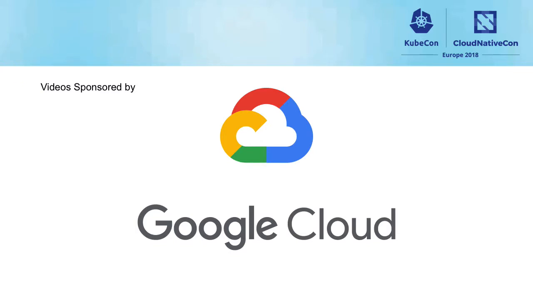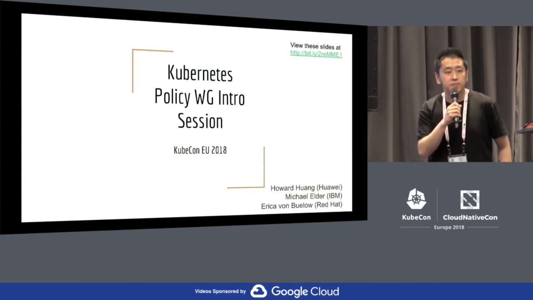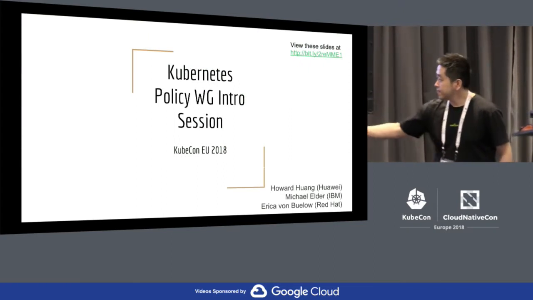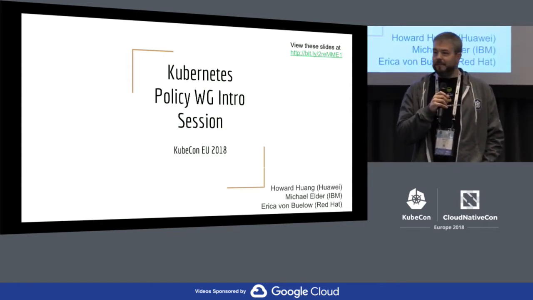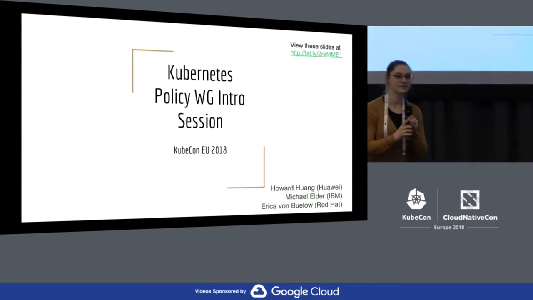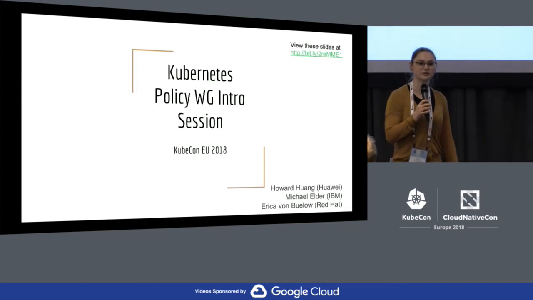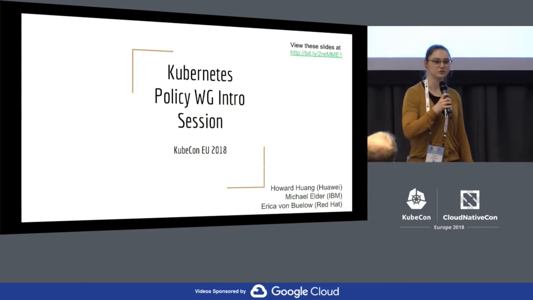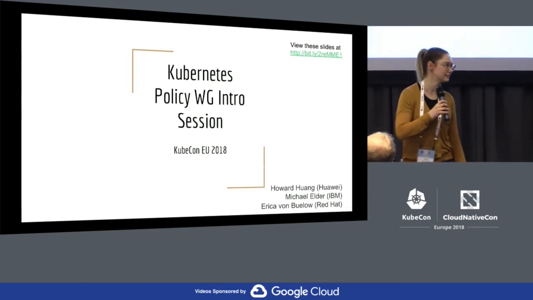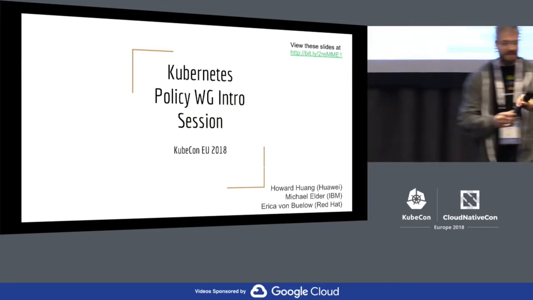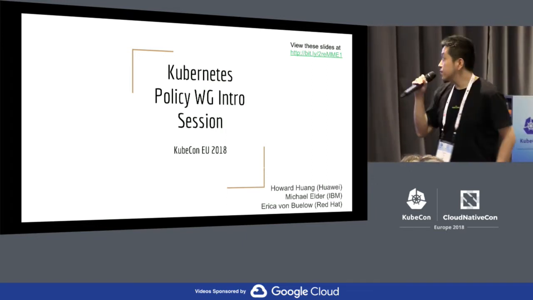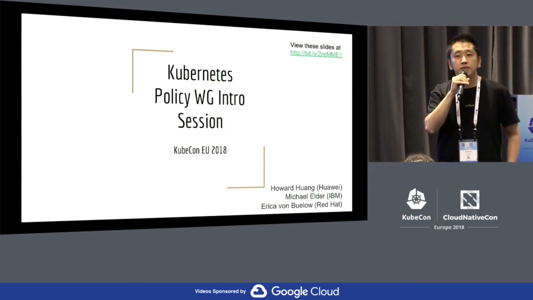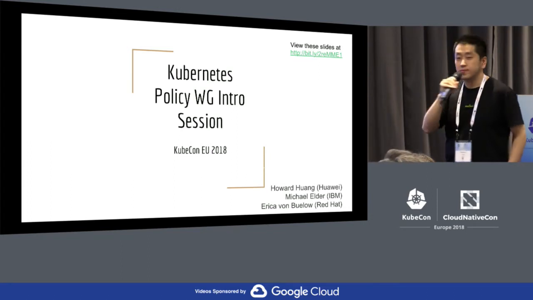I'm Zhipeng Huang from Huawei. I'm currently leading a standard and open source team within Huawei. I'm Michael Elder. I'm with IBM as part of the IBM Cloud Private team. Hi, I'm Erica. I'm on the security OpenShift team at Red Hat. Okay, we three will give this presentation of the, I think, pretty new working group.